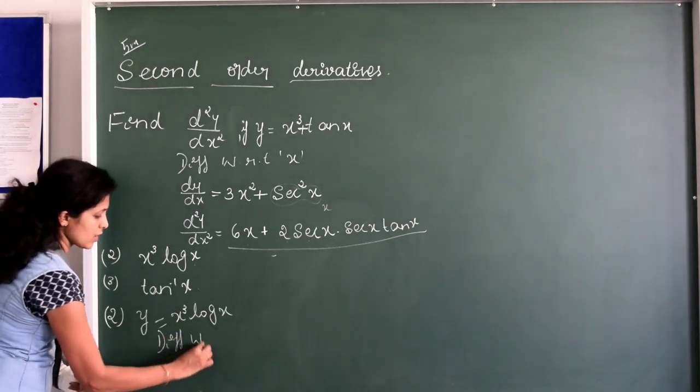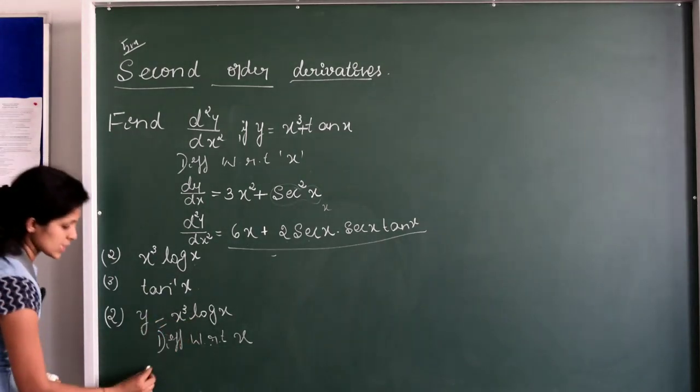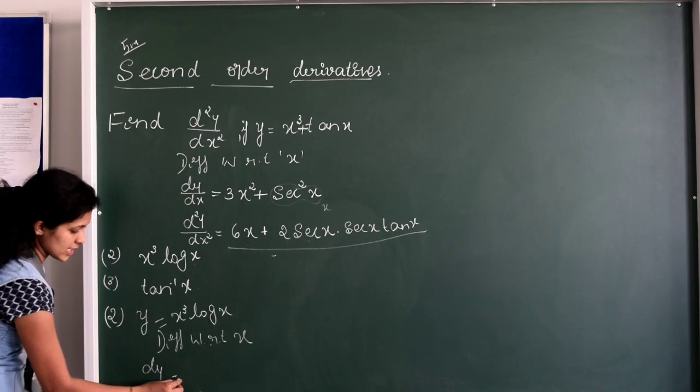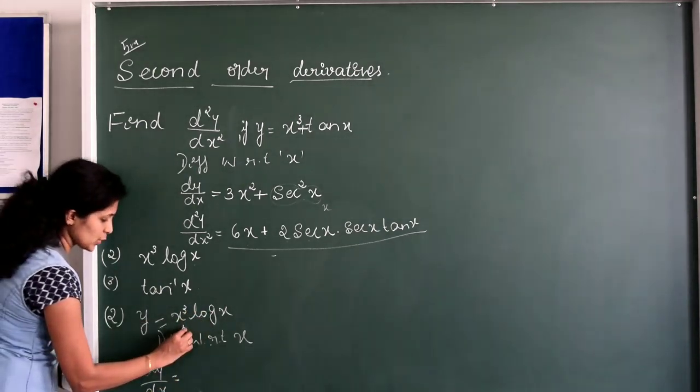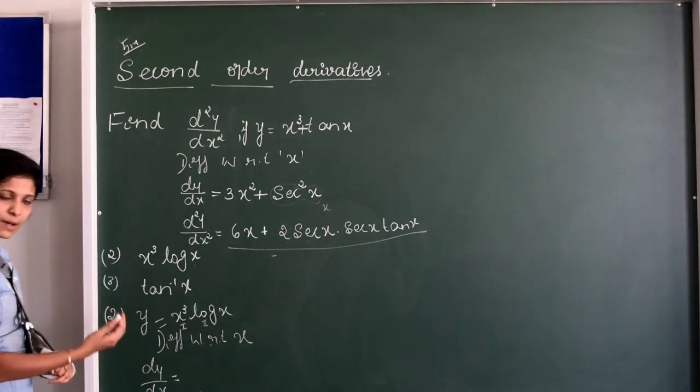Differentiating the function with respect to x. Now the derivative of y with respect to x will be dy by dx. So this is equal to x cube and log x. Here two functions are there, right? First and second. So here you have to apply the product rule.